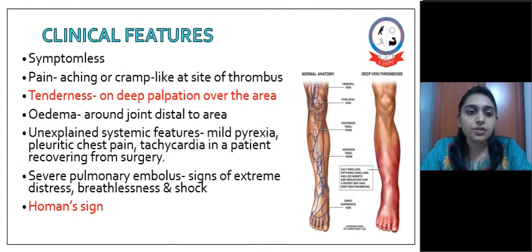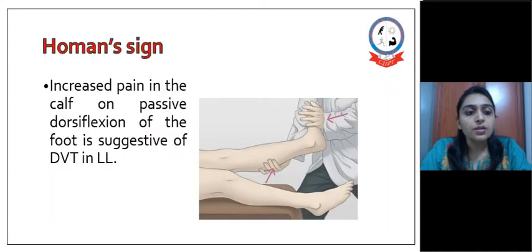One more diagnostic feature is Homan's sign. It is a sign very easily performed to diagnose a chance of deep vein thrombosis in a patient. This Homan's sign can be performed with passive movement. Increase in pain in the calf on passive dorsiflexion of the foot is suggestive of deep vein thrombosis in the lower limb. Along with it, if we squeeze the calf muscle, it is tremendously painful.